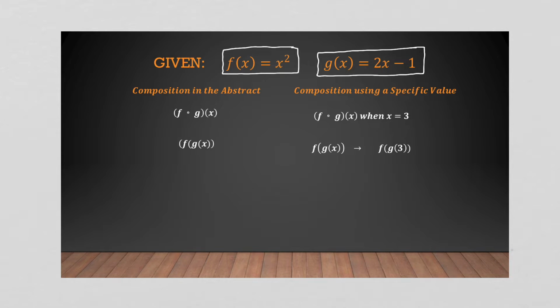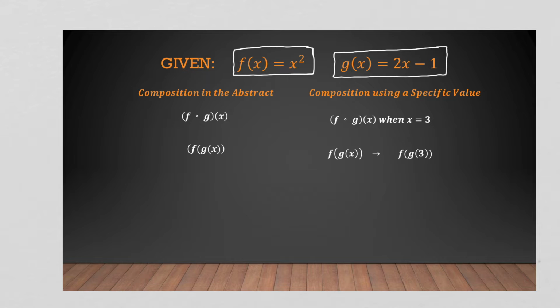So what does this look like? Well, if you have f of g of x, it just means everywhere you have an x in your original function, so we have x squared, we are now subbing in for this x the entire g of x function. So what is the g of x function? The g of x function is 2x minus 1. That is what we just subbed in for the x in my f function.